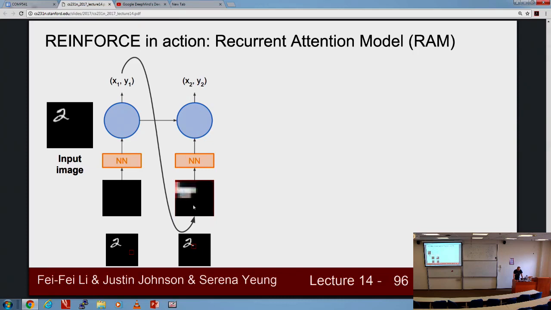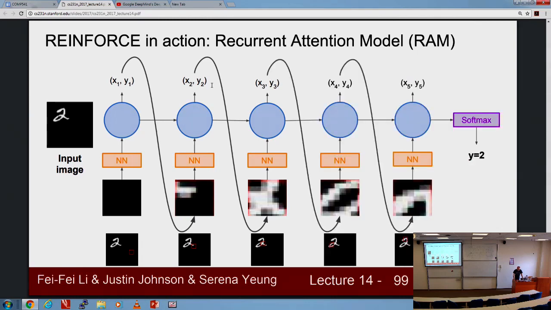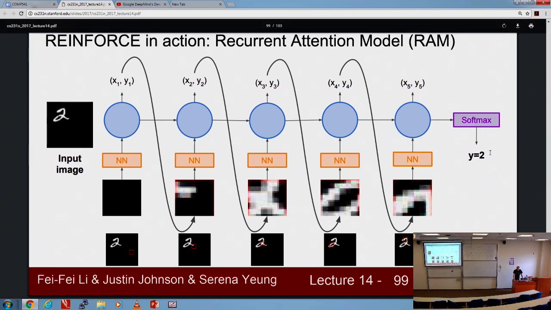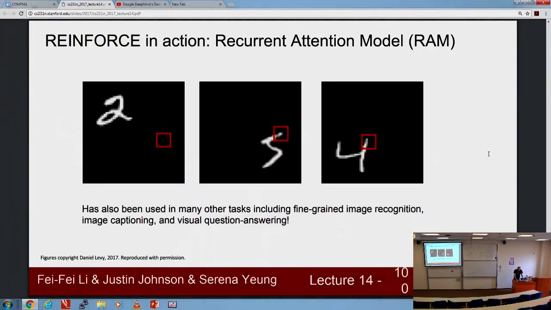The glimpse will give us this low resolution image, and the neural network will look at this and suggest another position to look at, x2, y2. We do this a couple more times, and then after a finite number of glimpses, like 5 glimpses, we say, okay, you've had enough time, now use a softmax to give me your prediction. As you can imagine, this network has a lot fewer weights, especially if the image is very high resolution, compared to doing this with a deep CNN model. There was an animation that's not working here of how these glimpses worked, but I encourage you to look at this paper.